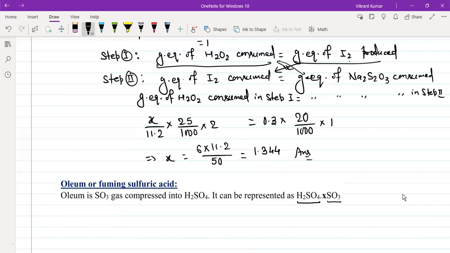In many places it is written as H2S2O7. That's wrong to say because you don't know what is the mole fraction of SO3 in that composition. So that's why in general we should write H2SO4 dot XSO3. We don't know how much that is. Yes Krish, you are asking something?